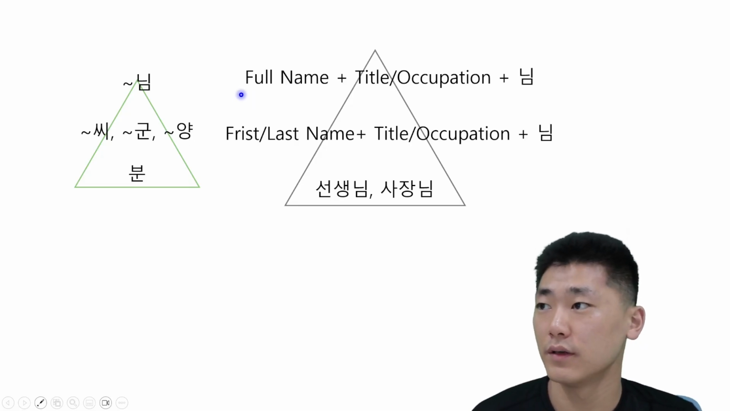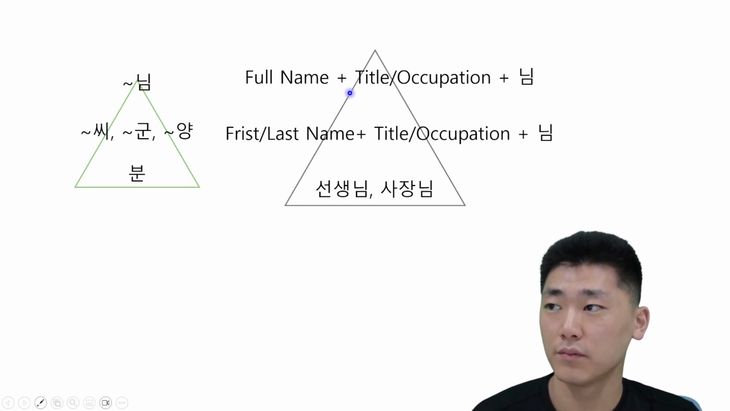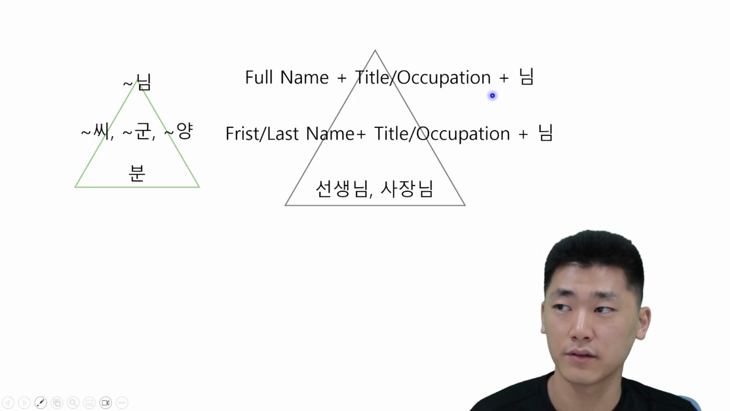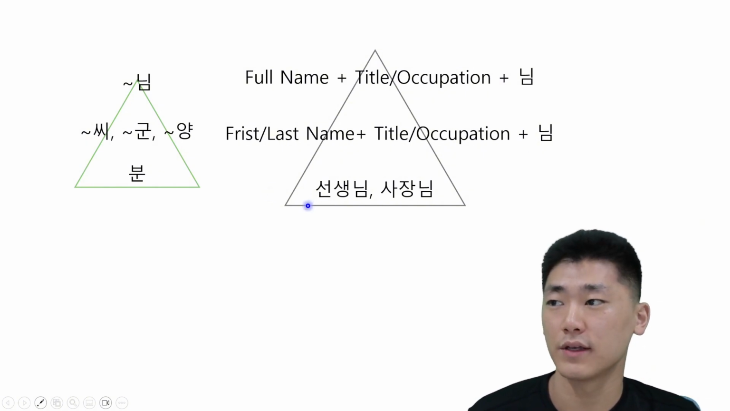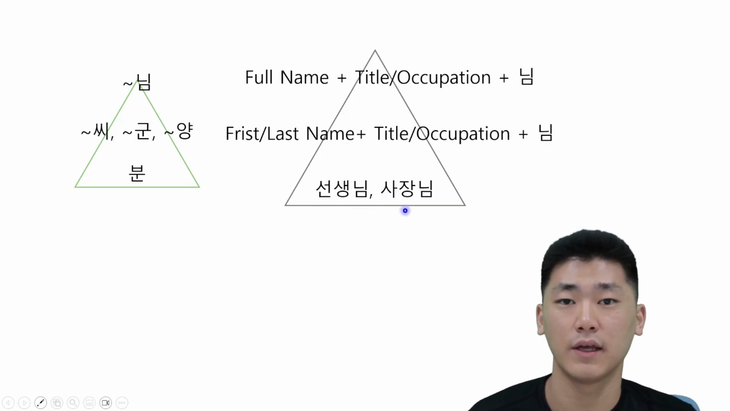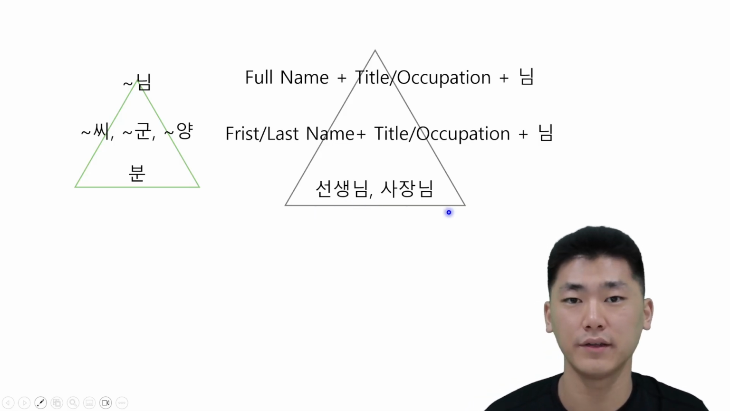At the top, you can see the full name plus title or occupation plus 님. And at the middle, you can see only first or last name plus title or occupation plus 님. And at the bottom, you can see without the name, just occupation and 님, like 선생님 and 사장님. And here is a very interesting thing.